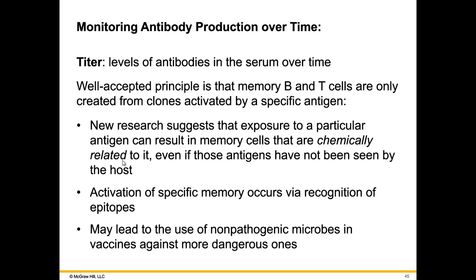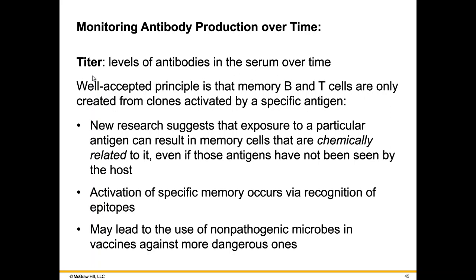Alright, so one way that we can track infection is by monitoring antibody production, because the more antibodies produced, the more antigen there typically is. What we can do to measure that is measure what we call a titer. It's the level of antibodies in the serum over time. And it's a well-accepted principle that memory B and T cells are only created from clones activated by a specific antigen. But new research has suggested that exposure to an antigen can result in memory cells that are chemically related to it, even if the antigens have not been seen by the host, which is really interesting.